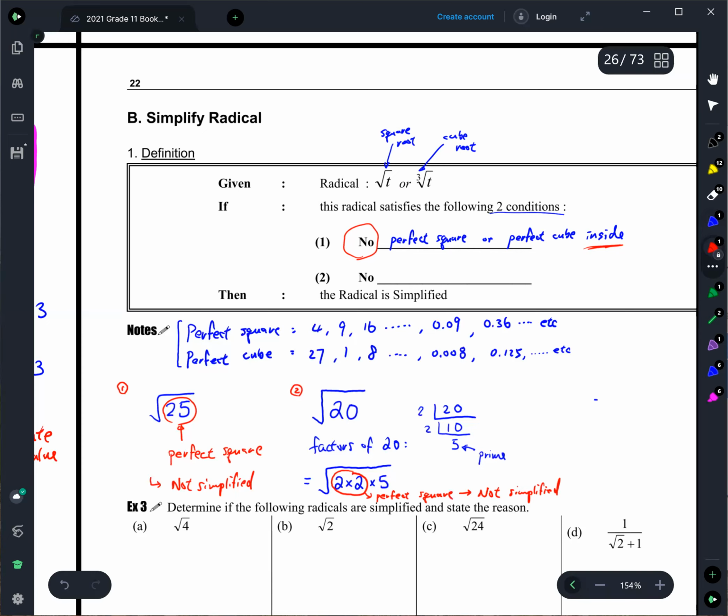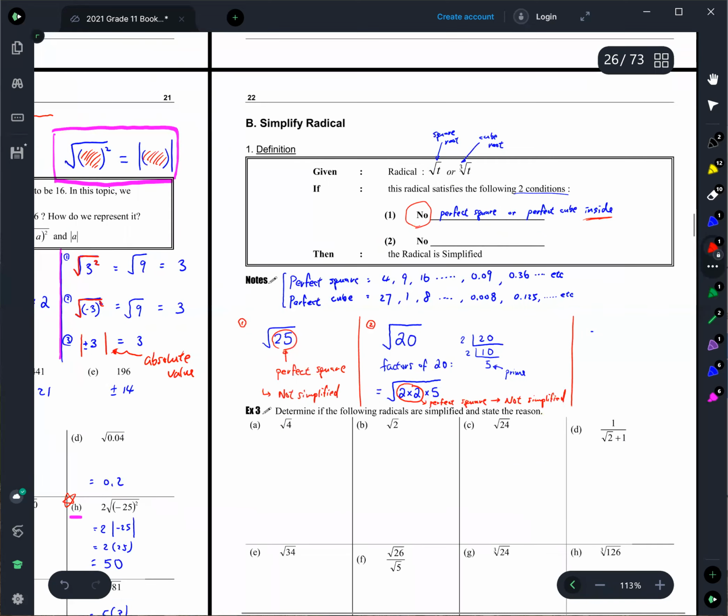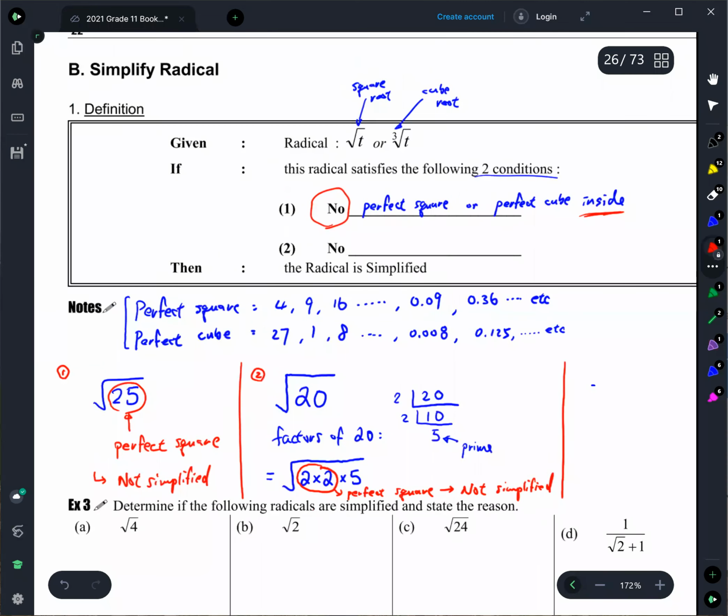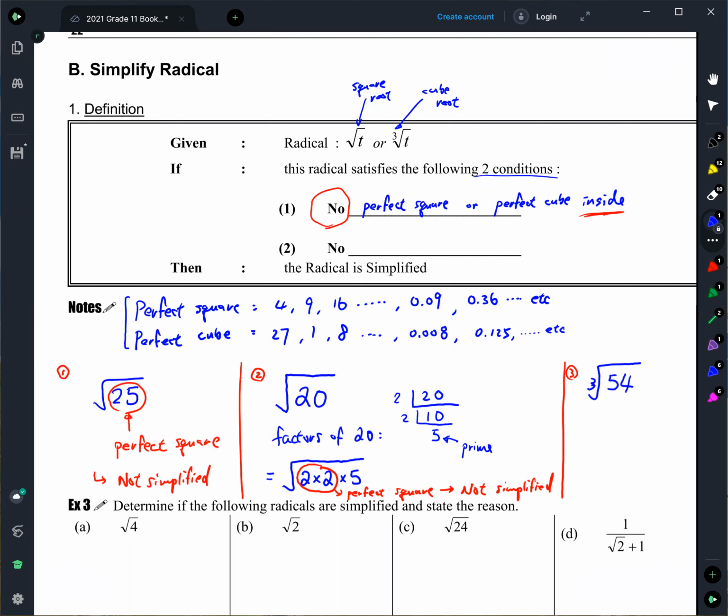Okay, let's try one more. Try another example here. Let's say we do a cube root. Cube root of 54. Cube root of 54 looks like it's not a perfect cube, so let's break it down.